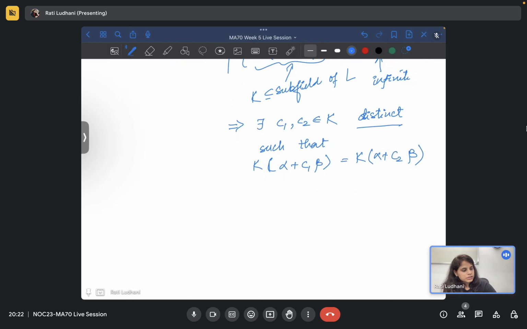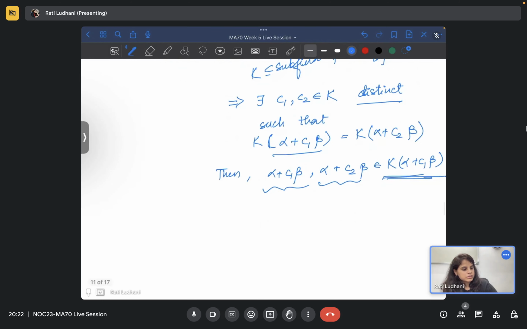So consider then alpha plus c1 beta and alpha plus c2 beta belong to this, because these are the same. So you just consider any of these. Both of these elements should belong in this set, in the subfield. So this implies c1 minus c2. You consider this element because the ci's are in K, so inverses will be there. So you consider (c1 minus c2) inverse, and you consider this minus alpha plus c2 beta.